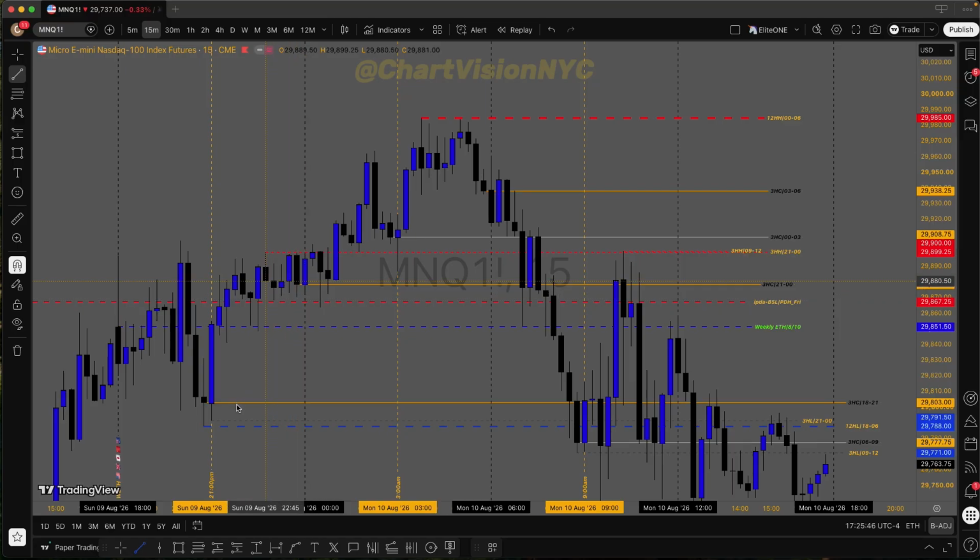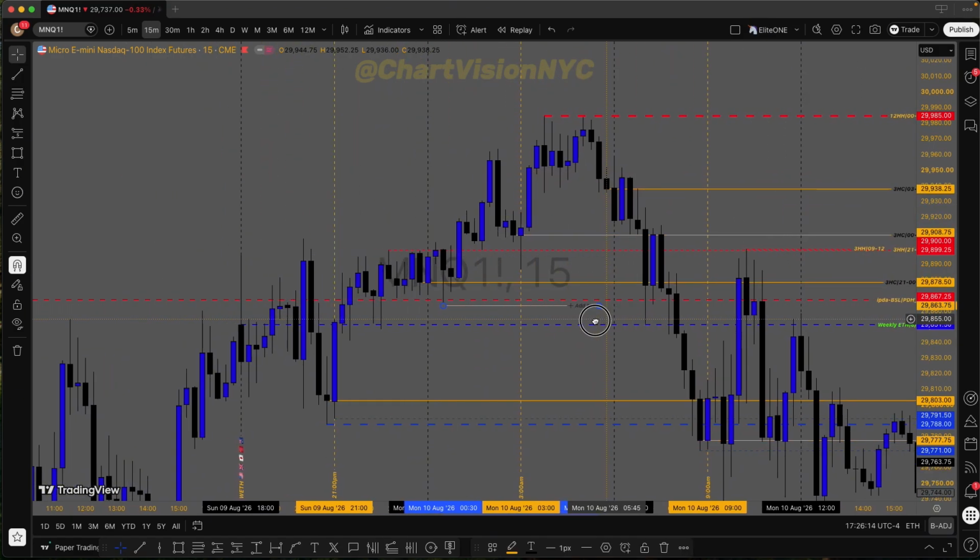So we have the low for 9 to 12 here coming in at 29,791.50. And then we have another 3-hour period from 12 to 3. Let's get that sell side on there, because that is considered a draw on liquidity, right?